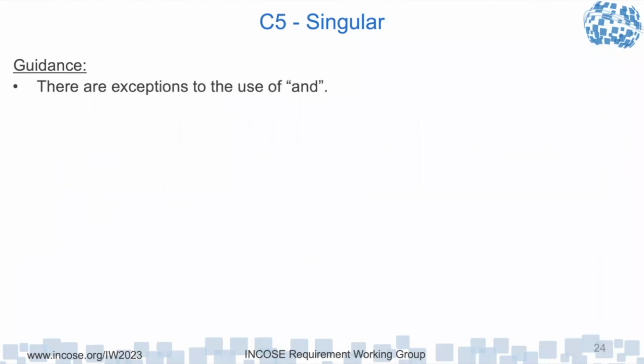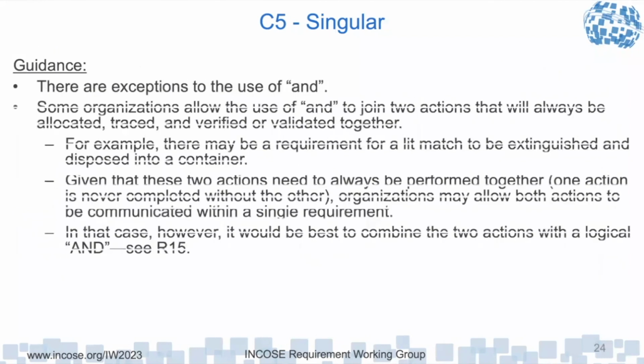There are some exceptions to the use of and. Some organizations use and to join two actions that will always be allocated, traced, verified, and validated together. For example, a lit match has to be extinguished and disposed of, and you're always going to do those two actions at the same time. Then maybe it's okay to do that. So the organizations have to look at the cases, see what makes sense, and be consistent.